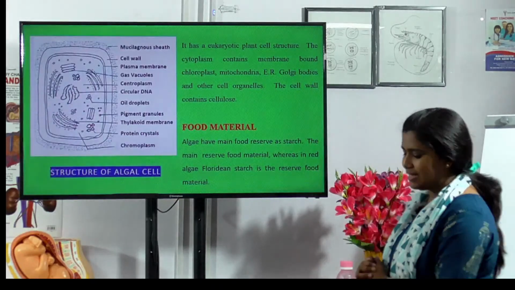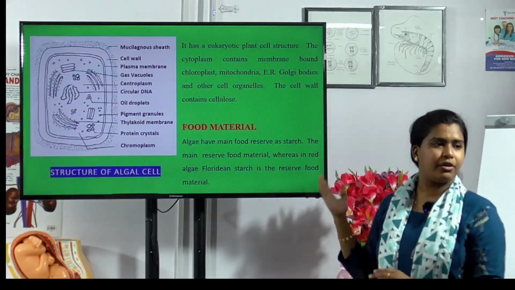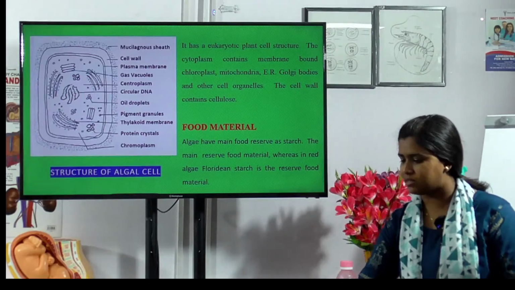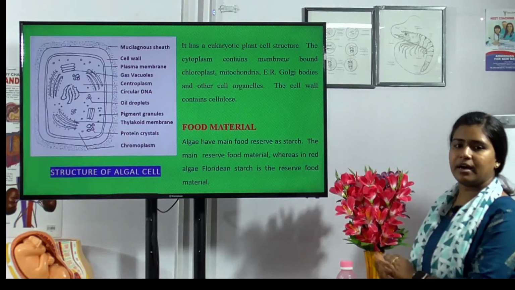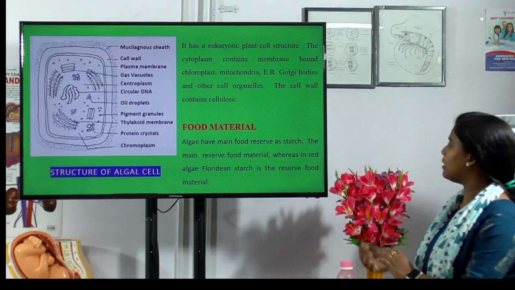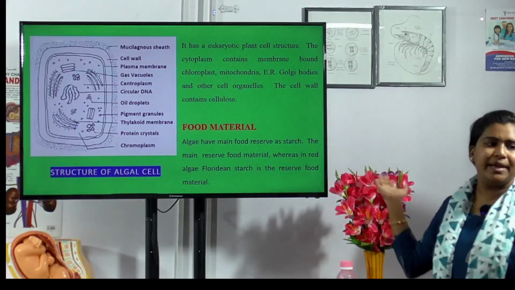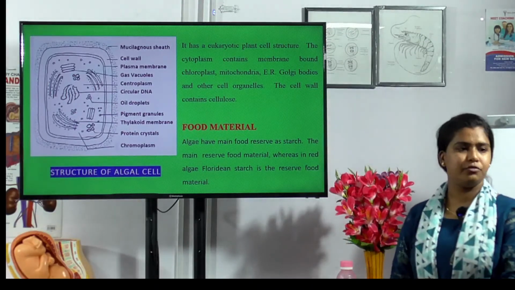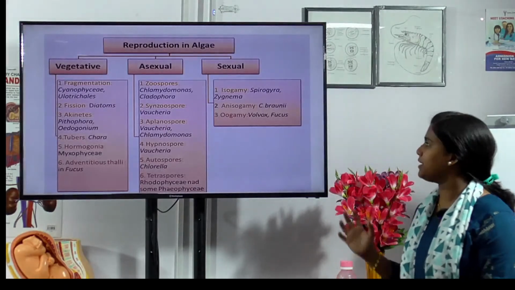Now let us see the structure of an algal cell. These are eukaryotic plant cells, which contain chloroplast, mitochondria, endoplasmic reticulum and Golgi bodies. The cell wall contains cellulose. And starch is used as the food material by them. Okay, now let us see the reproduction in algae.